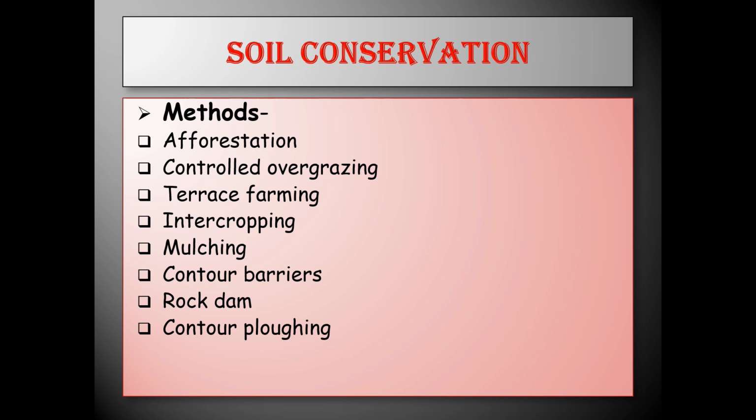Next is contour plowing. Contour plowing refers to plowing parallel to the contour of a hill slope. It forms a natural barrier for water to flow down the slope and thus controls soil erosion. Next is mixed farming. Under this method, the crops are grown at alternate times to retain the soil nutrients.